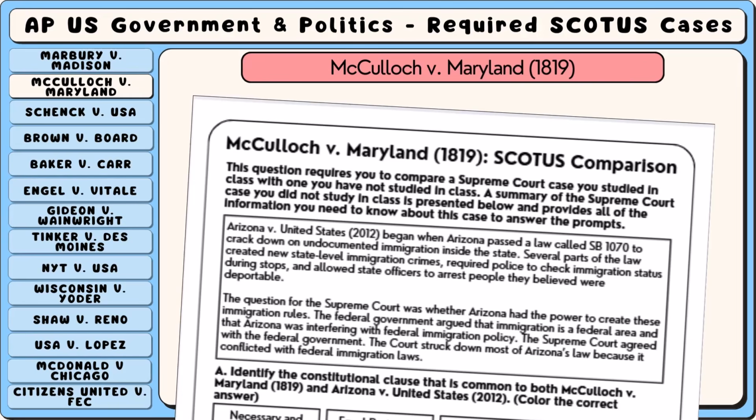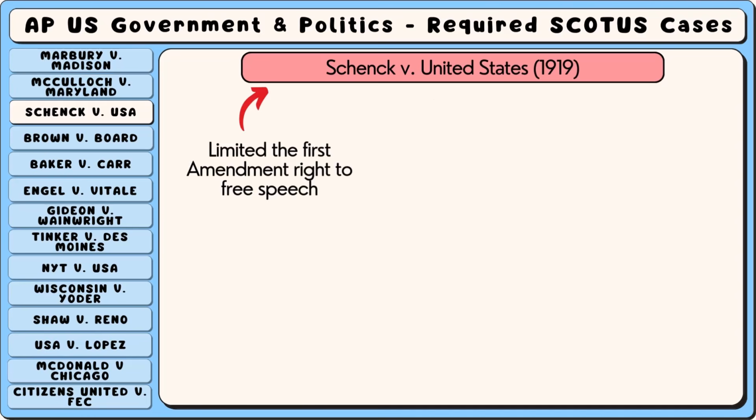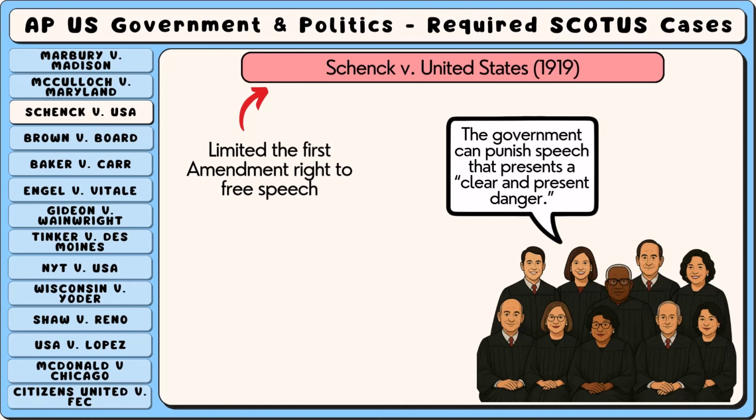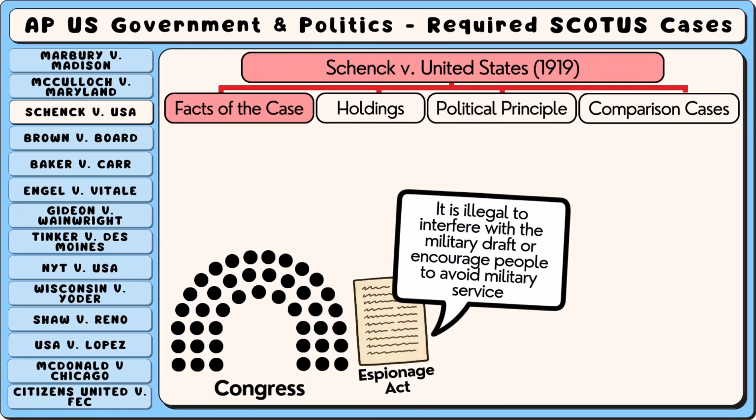Our next required Supreme Court case is Schenck versus United States. This case is significant because it limited the First Amendment right to free speech by saying the government can punish speech that presents a clear and present danger. This case occurred during World War I when Congress passed the Espionage Act. This law made it illegal to interfere with the military draft or encourage people to avoid military service.